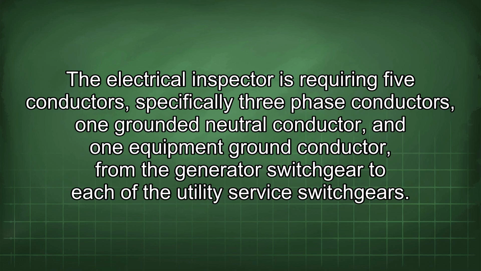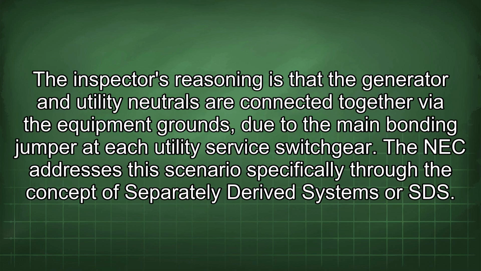The electrical inspector is requiring 5 conductors, specifically 3-phase conductors, 1 grounded neutral conductor, and 1 equipment ground conductor, from the generator switchgear to each of the utility service switchgears. The inspector's reasoning is that the generator and utility neutrals are connected together via the equipment grounds due to the main bonding jumper at each utility service switchgear.